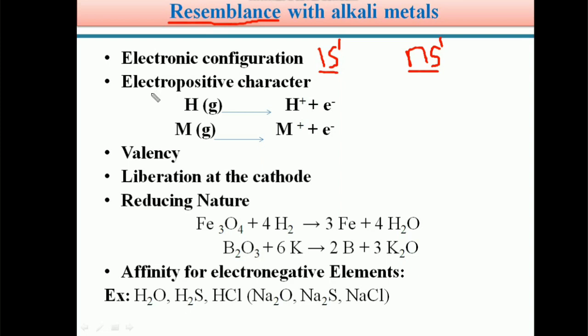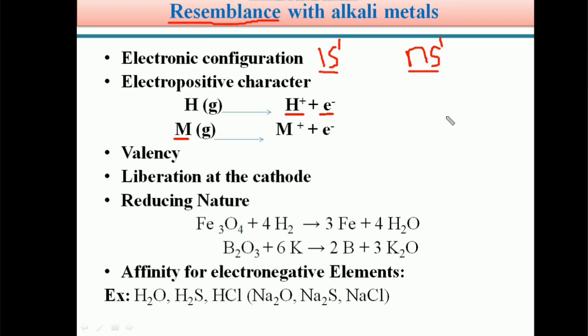Next resemblance with alkali metals is electropositive character. Like alkali metals, hydrogen also donates one electron and forms a corresponding cation. After loss of one electron, hydrogen forms the H+ ion. Similarly, alkali metals are also called electropositive metals. Alkali metals have one electron in their valence shell.